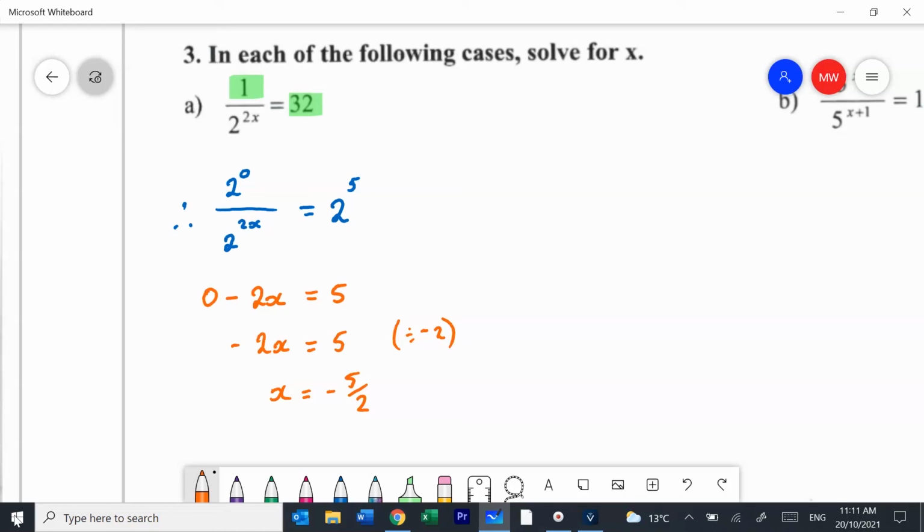And remember that's fine too, because if you've got an indice of negative 5 over 2, you've got one of those square roots of whatever the number is to the power of 5, and the negative just makes it a fraction, so it's the denominator.